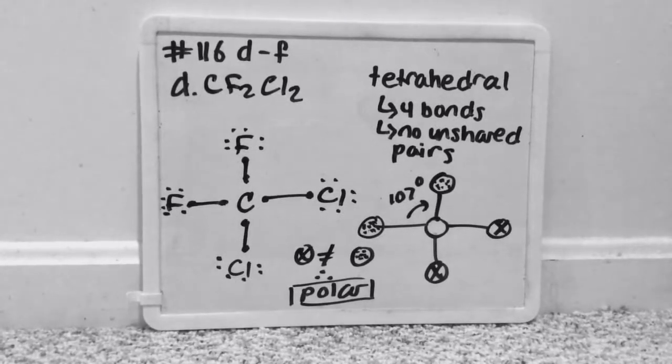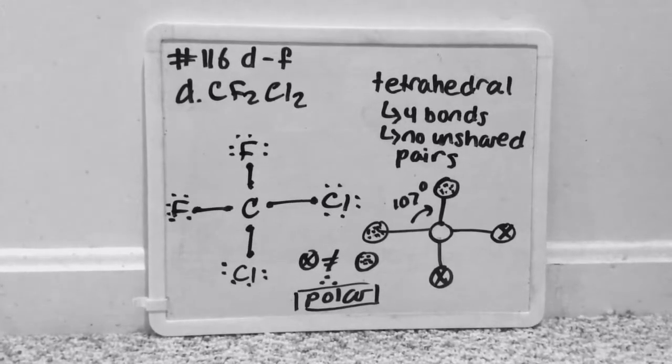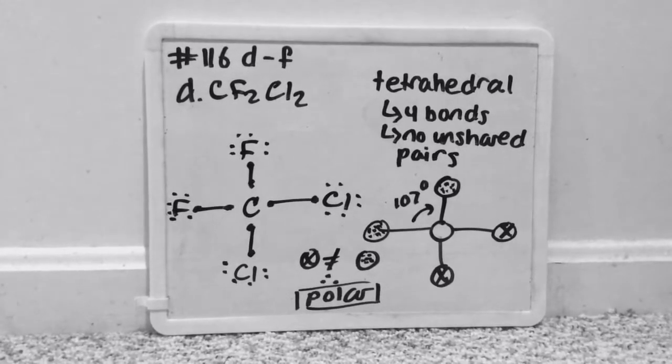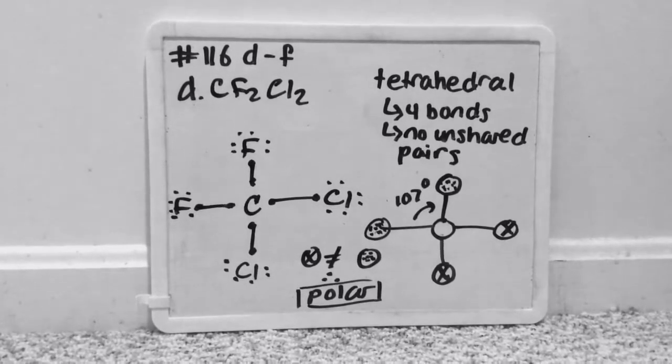You can do this by looking at a compound's symmetry in its molecular shape. CF2Cl2 is tetrahedral and would be nonpolar, but because each surrounding atom isn't all the same, it is polar.